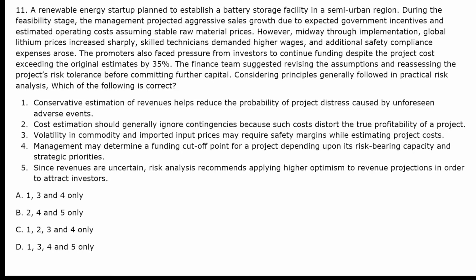Conservative estimation of revenues helps reduce the probability of project distress. Do you think we should take a conservative approach, that is, not go on the higher side, go on the lower side? This is correct. Cost estimation should generally ignore contingencies. Wrong. We should take care of everything. So this is wrong. Volatility in commodity and imported input prices may require safety margins while estimating project cost. Correct.